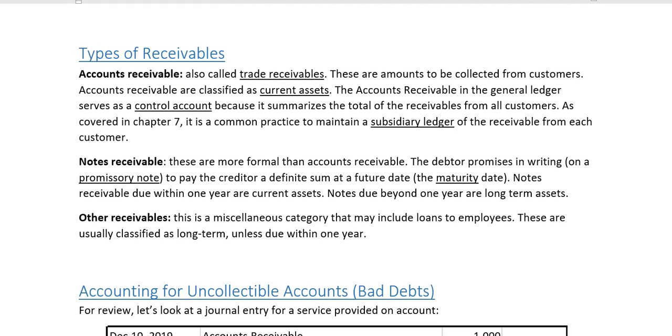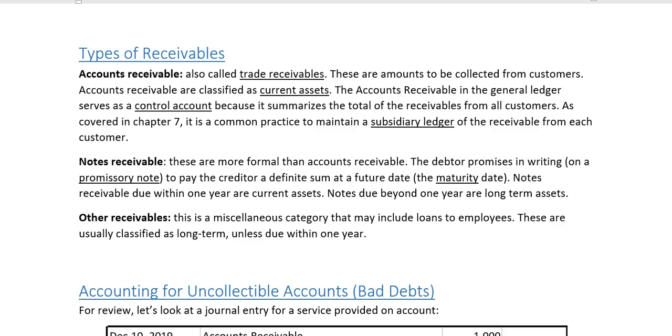So we have different types of receivables. The most common one, which we have seen several times already in our course, is accounts receivable, also called trade receivables. These are amounts to be collected from customers. Accounts receivable are classified as current assets. The AR in the general ledger serves as a control account because it summarizes the total of the receivables from all customers. So we saw this in Chapter 7.